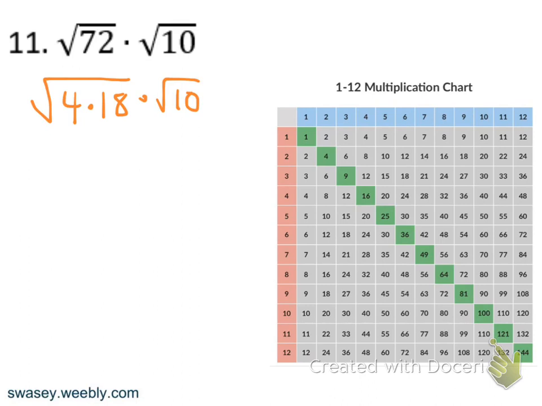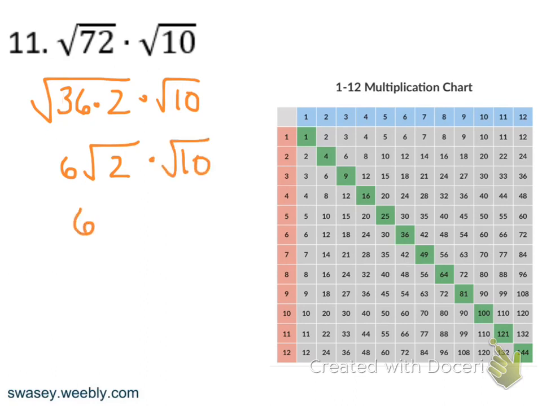10 doesn't have any perfect square factors, so the square root of 4 is 2, so the 2 is in front. Oh, actually, I could have gone bigger. If I would have thought of 36 times 2, that would be a little quicker. Change that, 36 times 2. Square root of 36 is 6. So we have 6 root 2 times square root 10. Multiply those together, we get 6 square root 20.